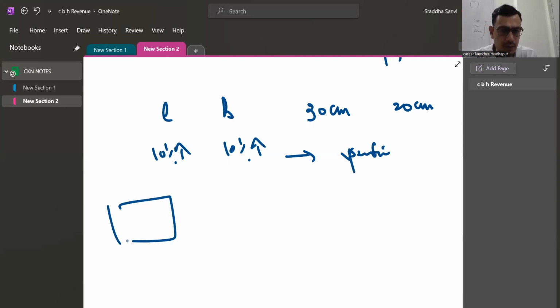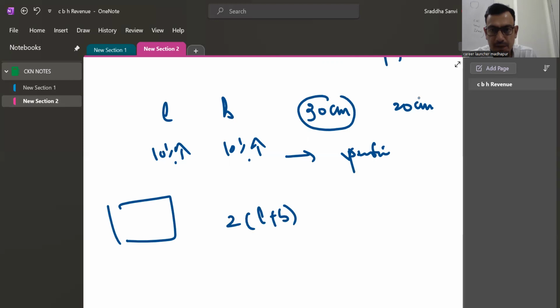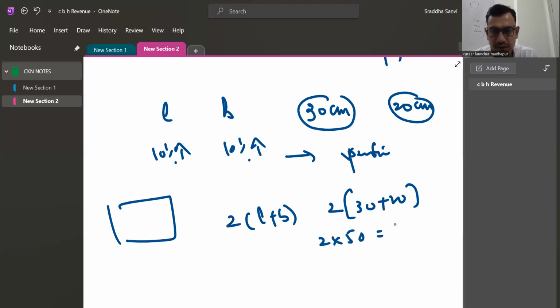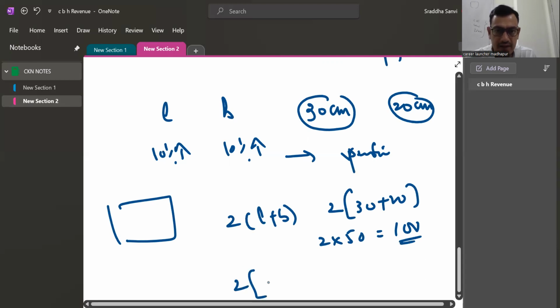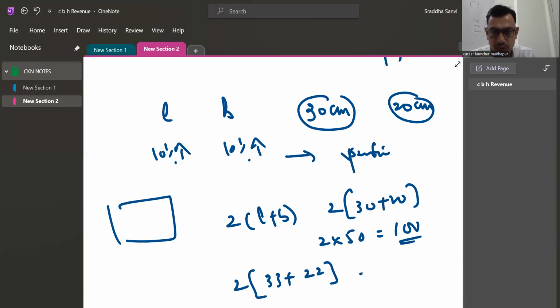So we are talking about your perimeter, 2 into L plus B. Now you know this is 2 into 30 plus 20, which is 2 into 50, which is 100. Now my new L is 10% more, 33. My new breadth is 10% more, 22. Put together, 2 into 55, my value is 110.